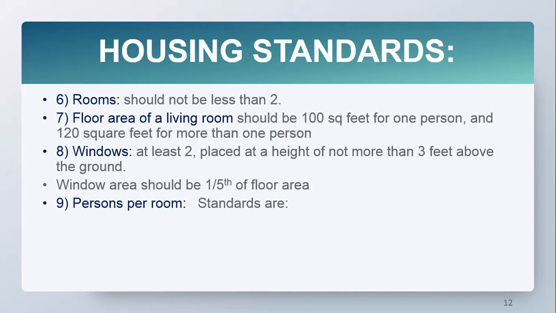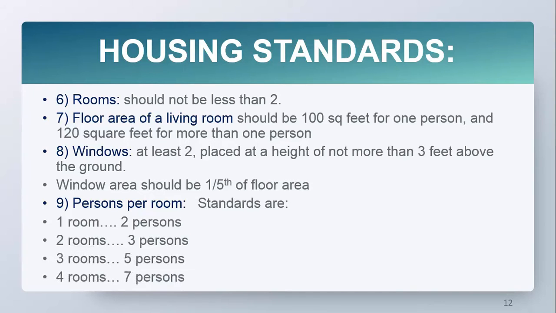Persons per room. This is an interesting standard. There should be 1 room for 2 persons, 2 rooms for 3 persons, 3 rooms for 5 persons, and 4 rooms for 7 persons. It seems that this is simple. 1 room for 2 persons, 2 rooms for 3 persons, 3 rooms for 5 persons, and 4 rooms for 7.